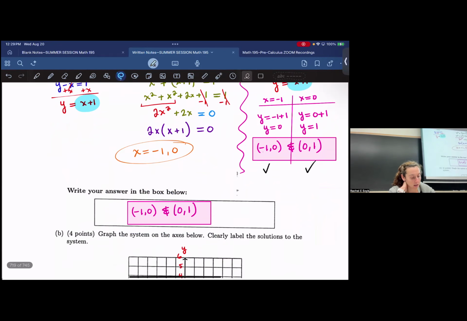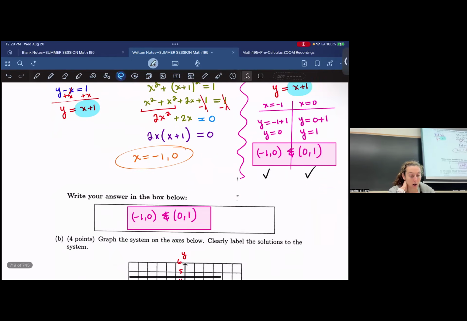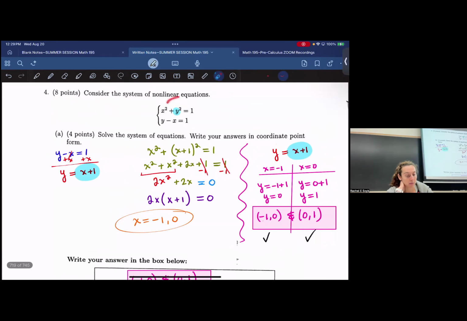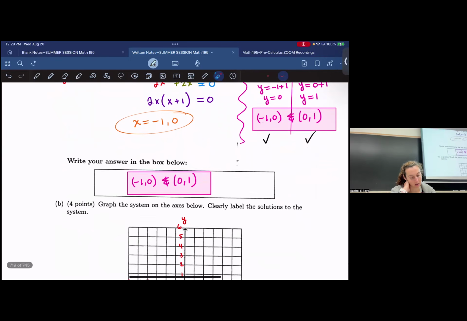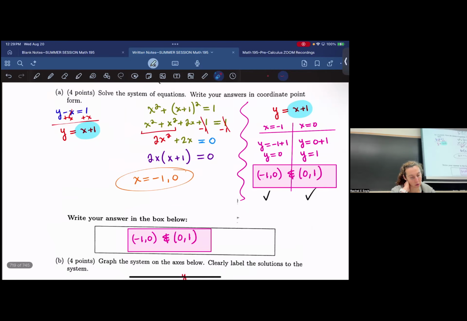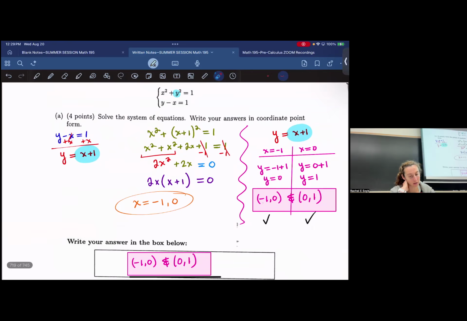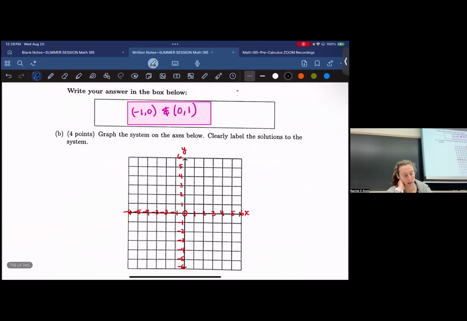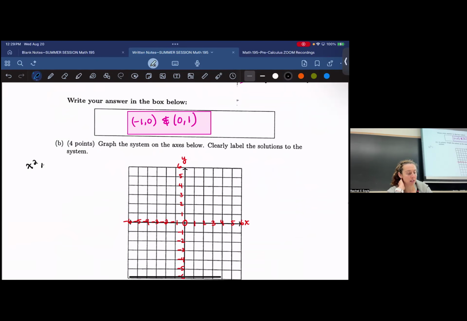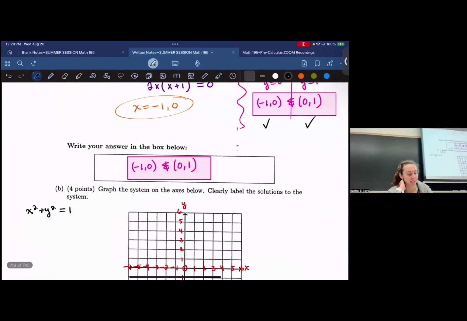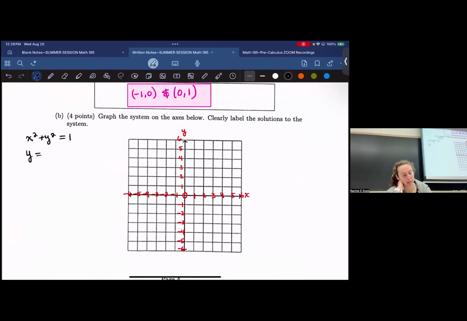Part B is to solve these systems of non-linear equations graphically. And so I'm going to write them down again below here. We have our x squared plus y squared equals 1, which is what? What is this? Our famous unit circle with radius 1.